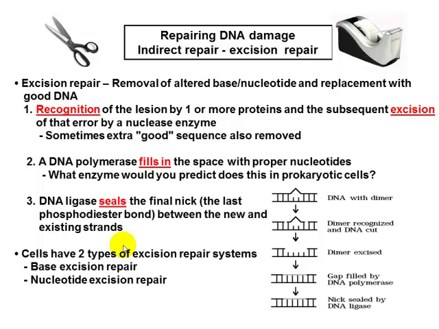Okay, let's go back to replication. When the cell is replicating, you're making new DNA. How is it that the cell detects which strand is the new strand?